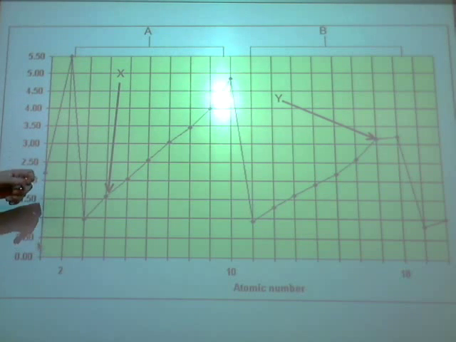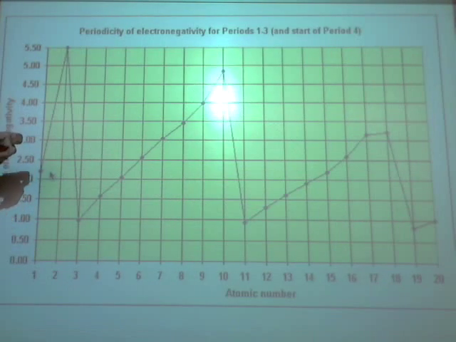All right, let's get to the new stuff. This is the last trend. It is called ionization energy. All right, let's talk about it. This guy's a very important trend as well.